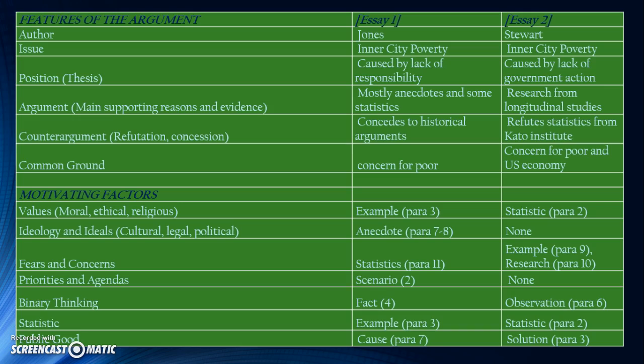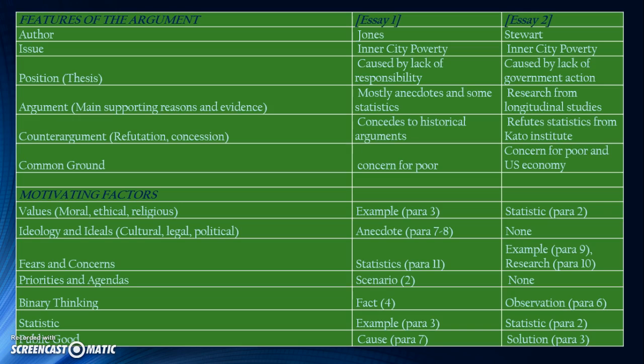Basically, the topics chart tells us where we can find the arguments that the authors are trying to make and that we're going to use in the essay. For example, we have our two authors, Jones and Stewart. The issue is inner city poverty. Jones argues that inner city poverty is caused by a lack of responsibility, while Stewart argues that it's caused by a lack of government action. The arguments for Jones are mostly anecdotal, with some statistics. Stewart uses research from longitudinal studies.